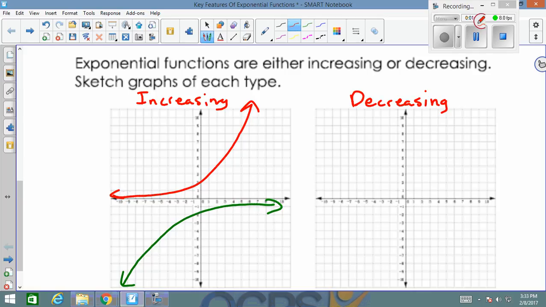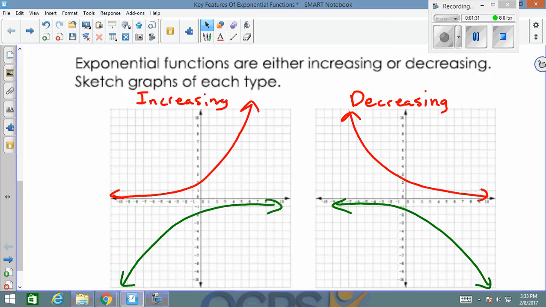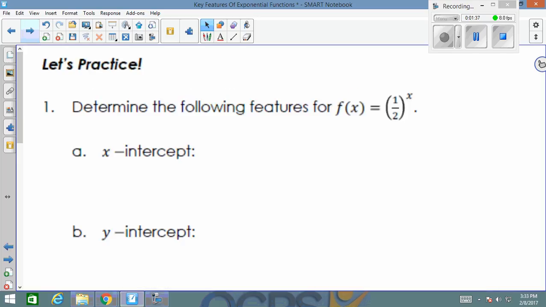For decreasing, it's going to look something more like this. Or it's going to look something like this. So those are our four types of graphs for exponentials that we have. Okay, let's do an example. We're going to be using the function 1/2 to the x power.